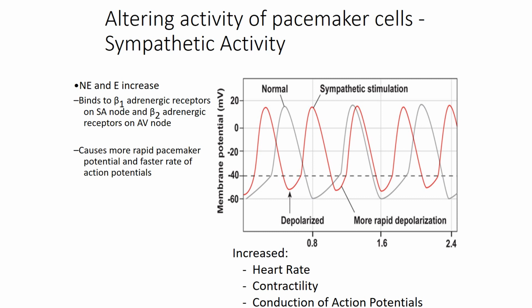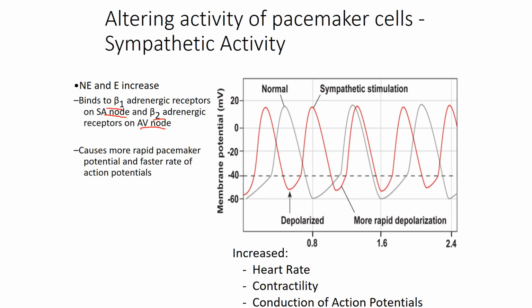And so these are going to bind to the beta receptors, so beta 1 adrenergic receptors on the SA node, and then there's also beta 2 that are going to be on the AV node. Okay, and so they bind to both the atria and the ventricles as well, so it's not going to be just on one or the other, which is different with the parasympathetic division.